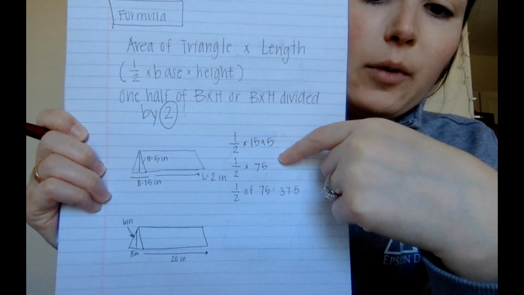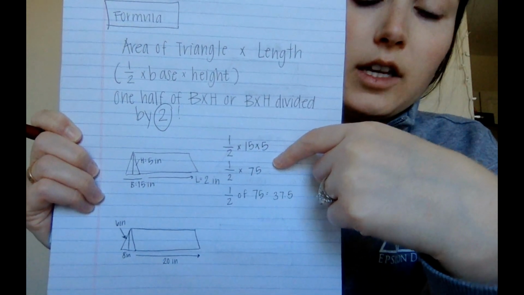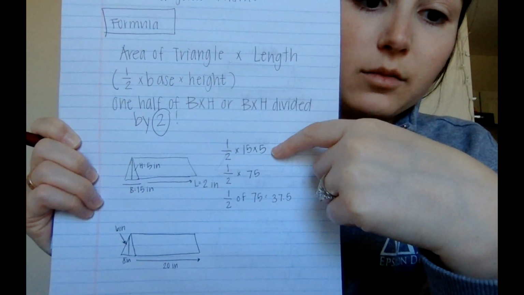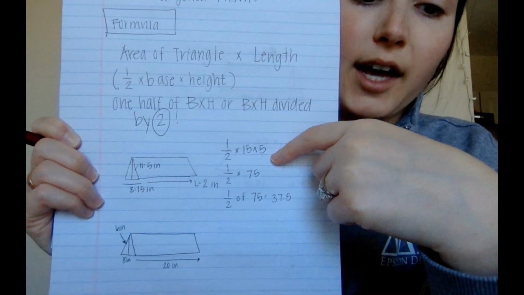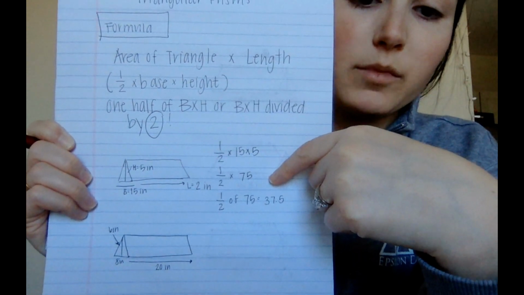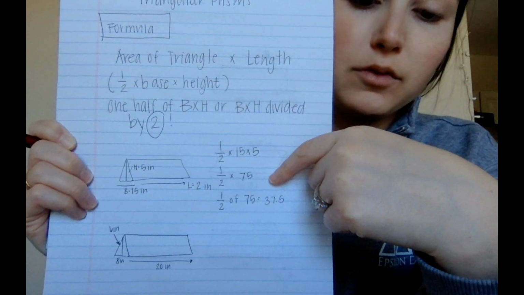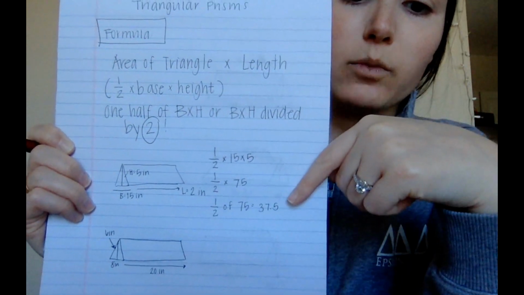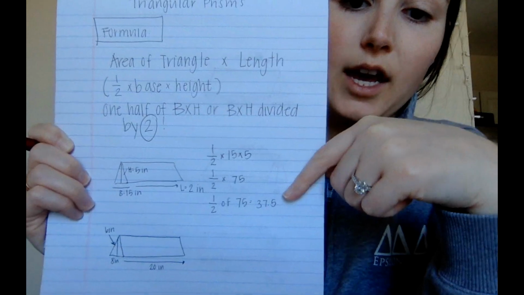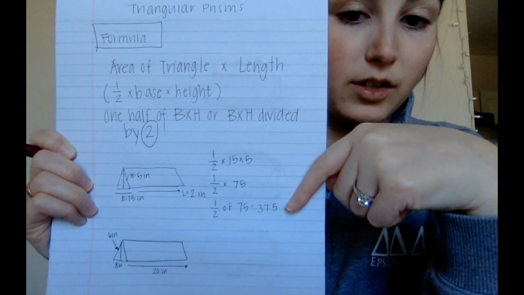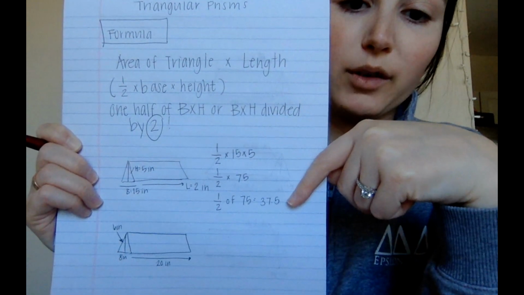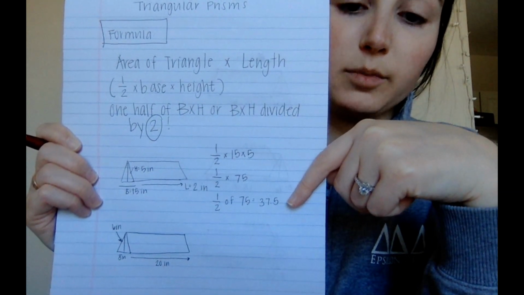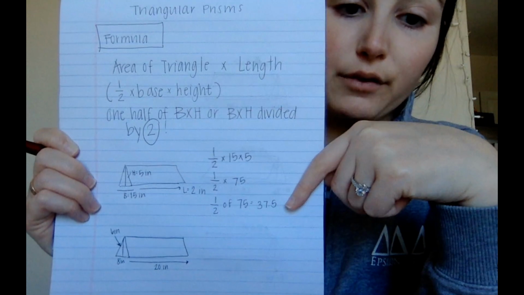My last step is to multiply 37.5 by my length, which is 2 inches. So I'm going to do times 2, and 75 cubic inches is my volume of this triangular prism. That's how you write the cubic or cube sign. You could also just write out cubic inches, but always make sure you have that label.